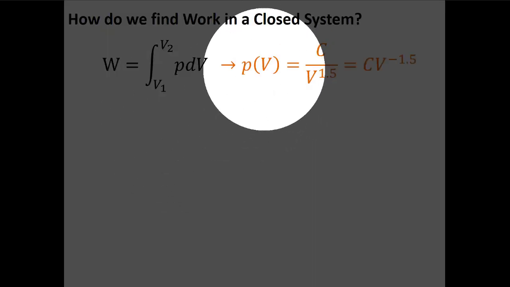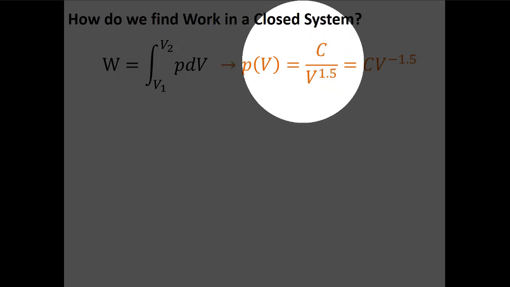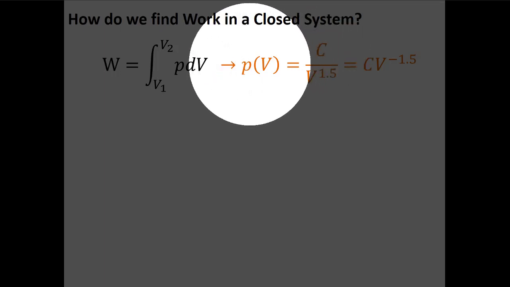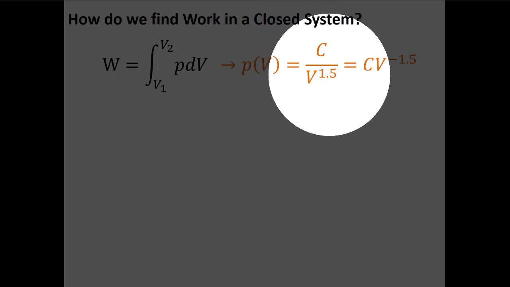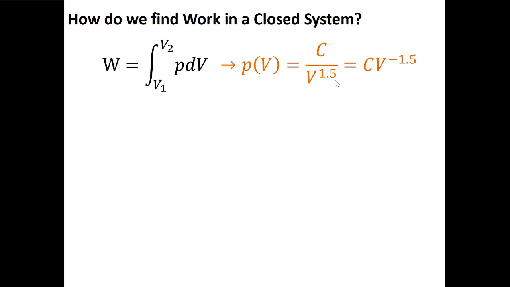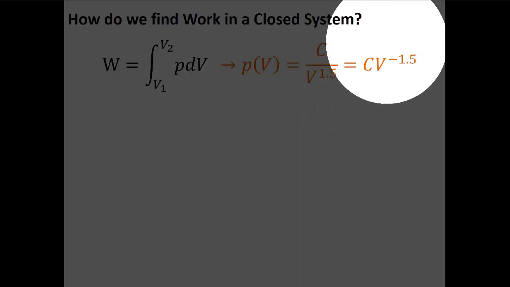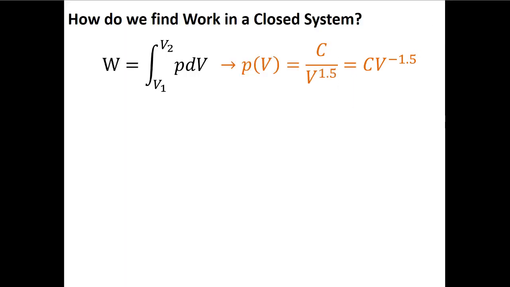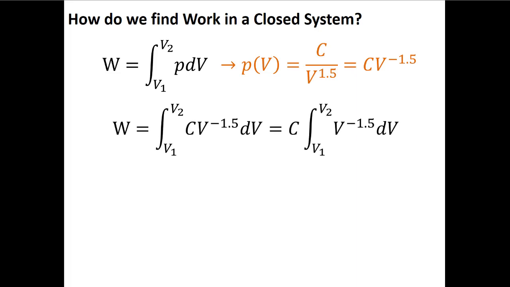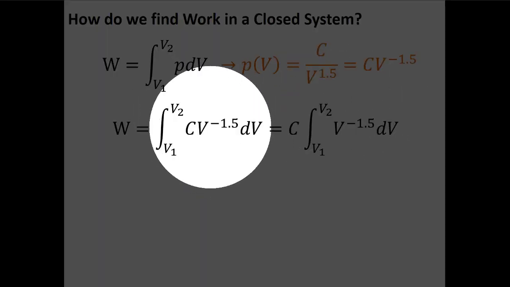So I have to divide that equation by V to the 1.5 on both sides. Then I get pressure as a function of volume is equal to some constant divided by V to the power of 1.5. Now, this might just be me, but I find the calculus easier if I write this as CV to the power of negative 1.5. Right, so now I write this in my equation here.